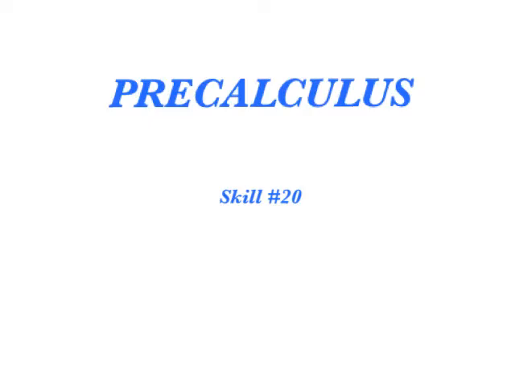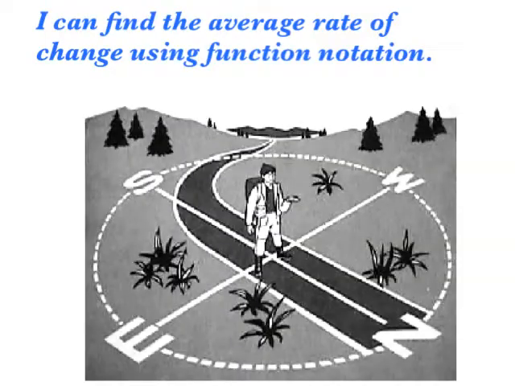Welcome to the pre-calculus video for skill number 20. I can find the average rate of change using function notation. And the trivia question for today is, when you are orienteering or finding your direction by compass, what does the term azimuth mean?